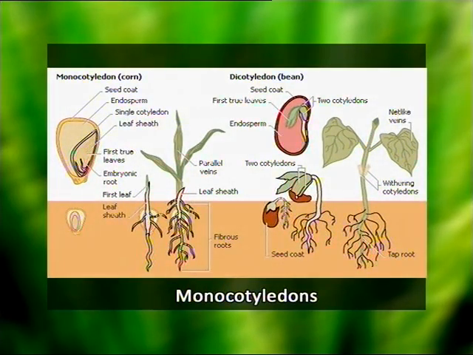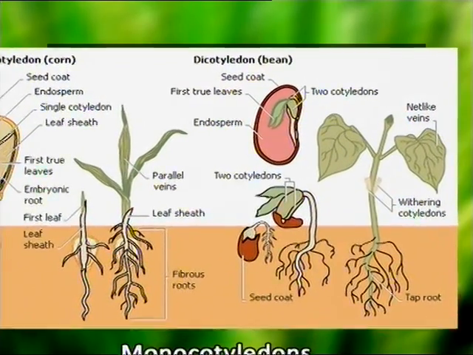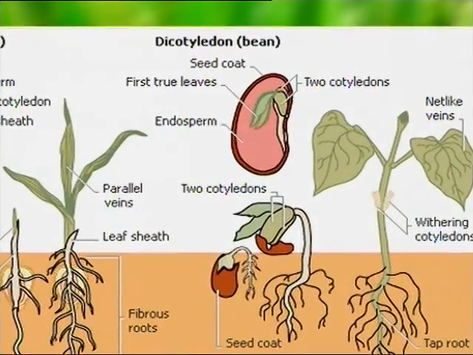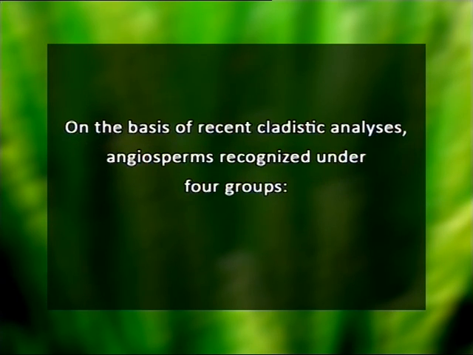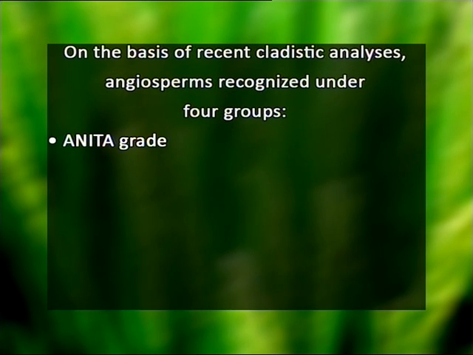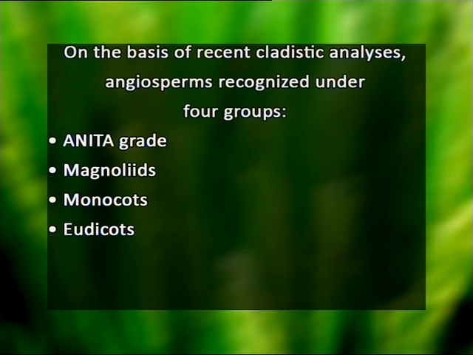For instance, the possession of two cotyledons in the traditionally delimited dicotyledons is now considered to be an ancestral feature called plesiomorphy and therefore paraphyletic. On the basis of recent cladistic analysis, the angiosperms are now recognized under four so-called groups, not the erstwhile two groups, monocotyledons and dicotyledons, but four different groups. The first group is what they call ANA grade. Second is magnoliids. Third is monocots, and the fourth is eudicots. Let us discuss these one by one.